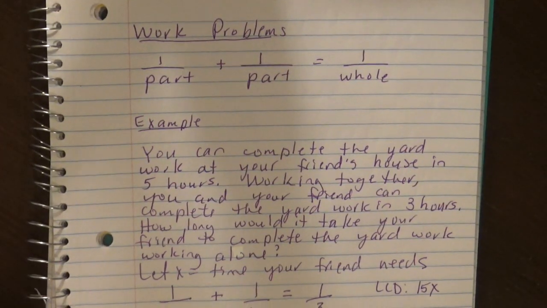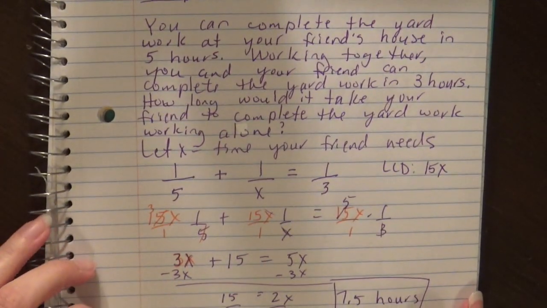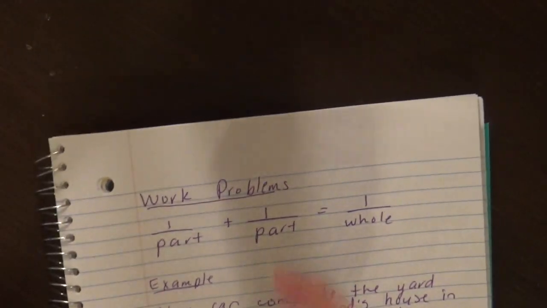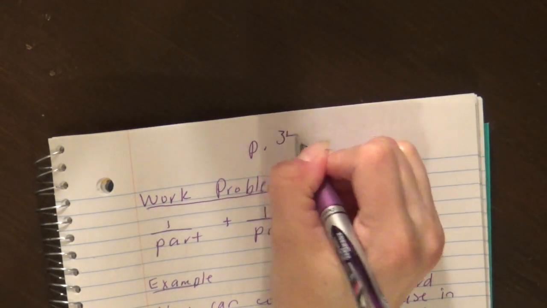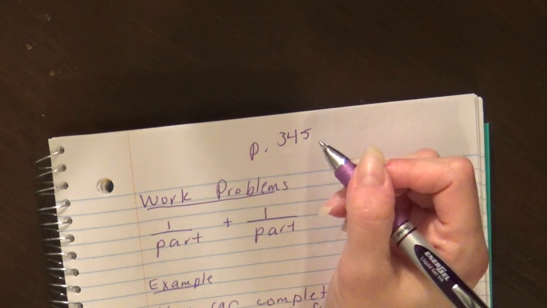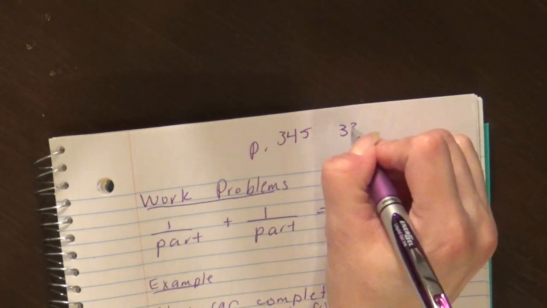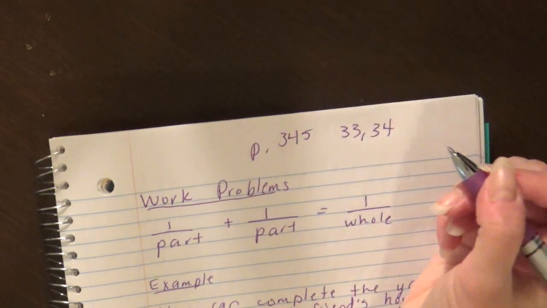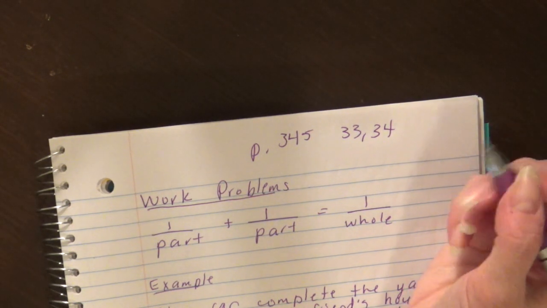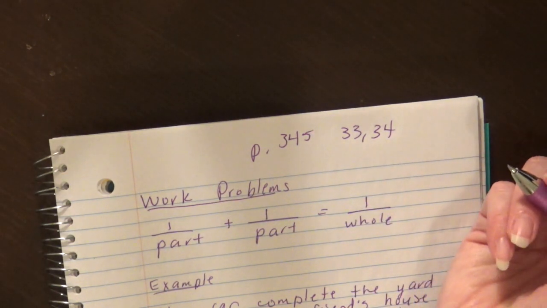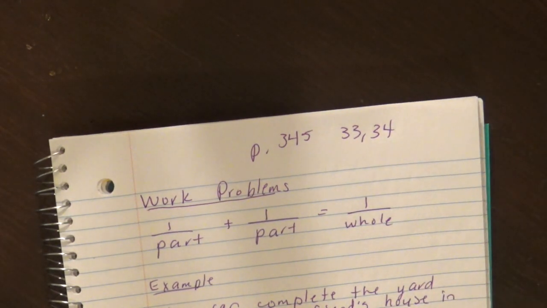So the practice problems that you need to do that go along with the work problems are going to be found on page 345 from your textbook. You're going to do problems 33 and 34. And do not worry about the way they're explaining it. You don't have to fill in the table. If you prefer to use the formula that I've given you, that's perfectly fine. So page 345, numbers 33 and 34.